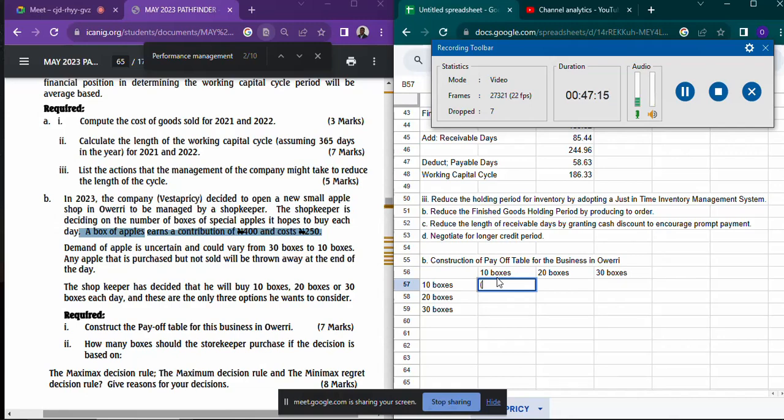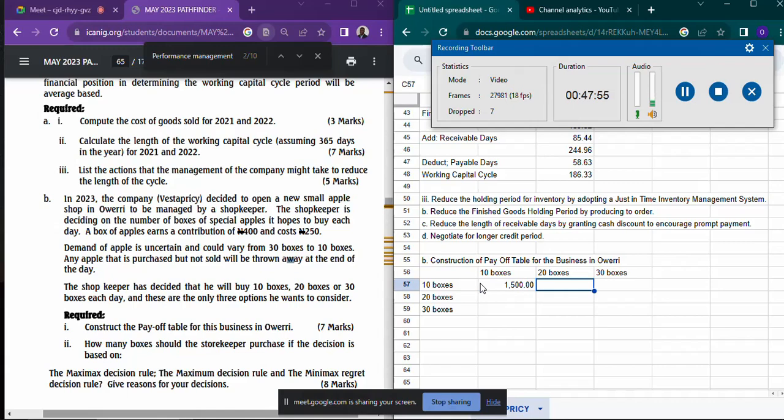So if he has 400 per box, I mean, sorry, he has purchased 10 boxes, the contribution he will get is 400 times 10, minus what they cost, 250 times 10. So contribution minus cost will give you profit. Yes, exactly.